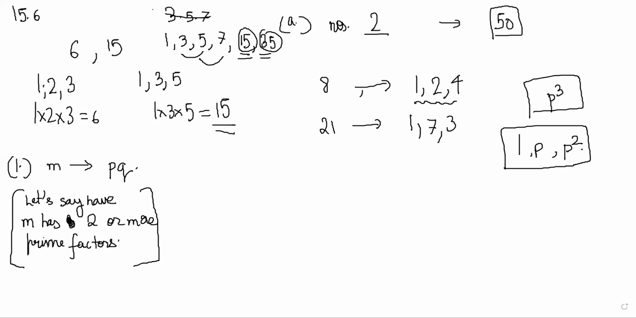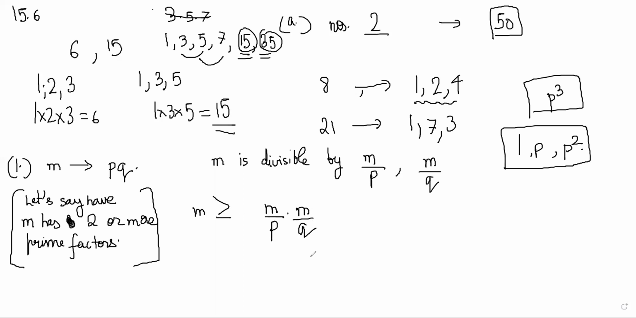Let's say M has 2 or more prime factors, right? Yeah. Then M is divisible by, one second. So then M is divisible by M by P, right? And M by Q, because these are factors, no? Right? Yeah. So M must be greater than or equal to M by P into M by Q, right? Yeah.